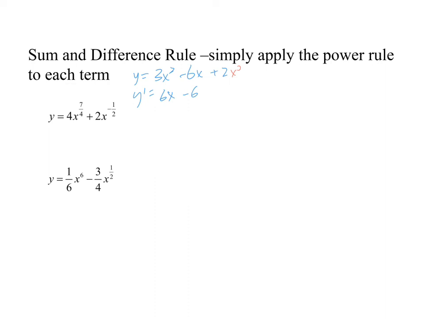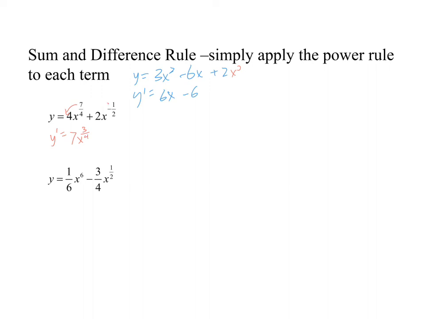So let's try these next two. They're the same thing, just we get some fractions. So it's good to practice the fractions. So for the first one, we'd have 7 quarters, bring it down, multiply it by 4, which would give us 7. 7 quarters take away 1 is 3 quarters.